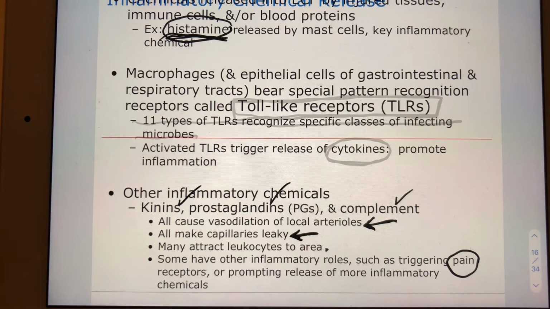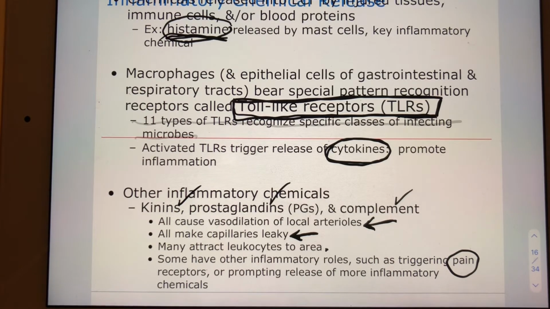And typically, the immune cells that participate in inflammatory chemical release will release a general type of signal called cytokines. And cytokines, they promote inflammation. Macrophages and a few other cells in the body in particular have pattern recognition receptors that are called toll-like receptors. Toll-like receptors allow certain immune cells, including macrophages, to recognize not specific bad guys, but classes of bad guys.